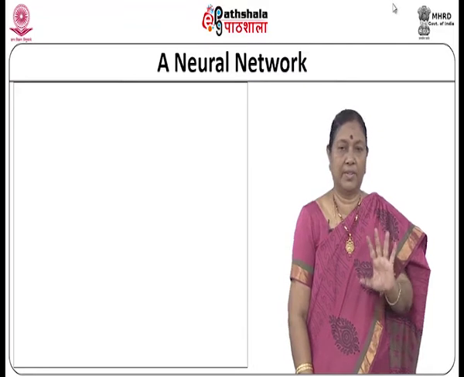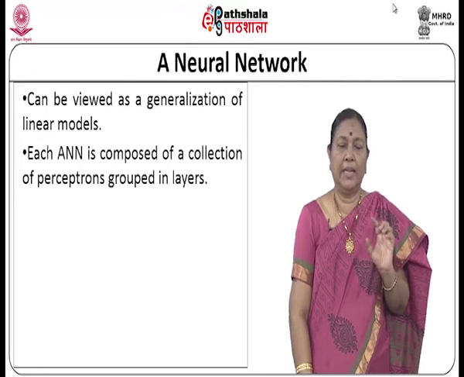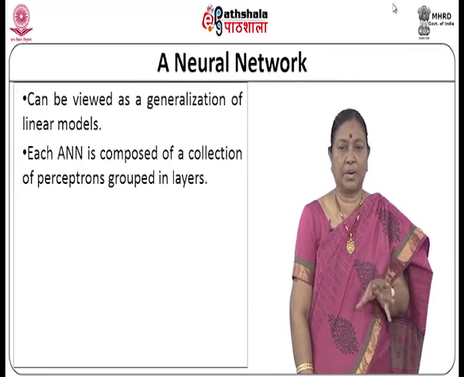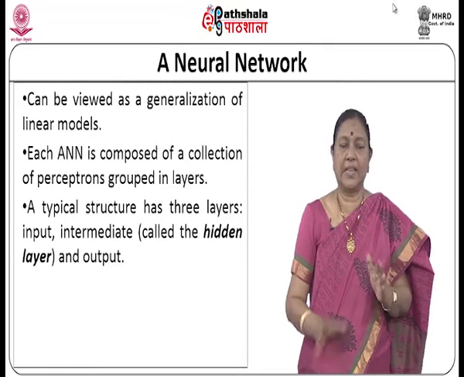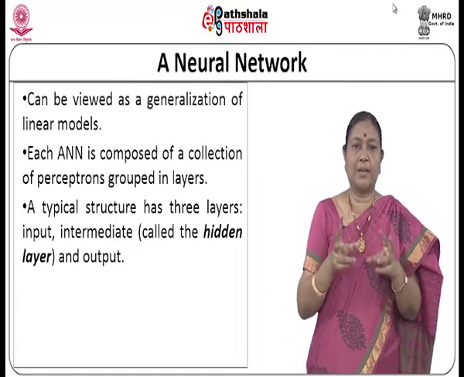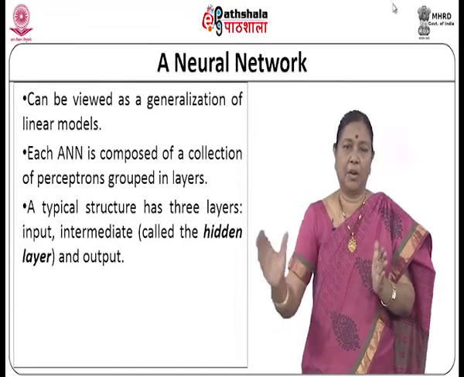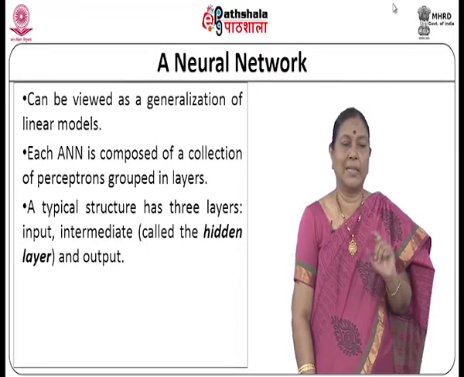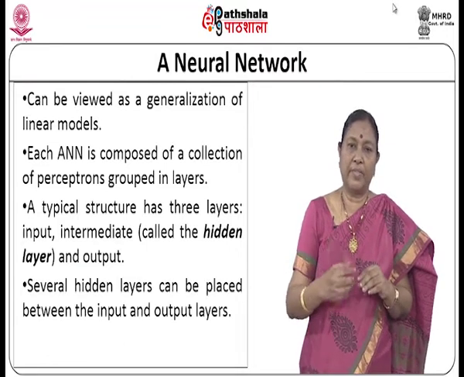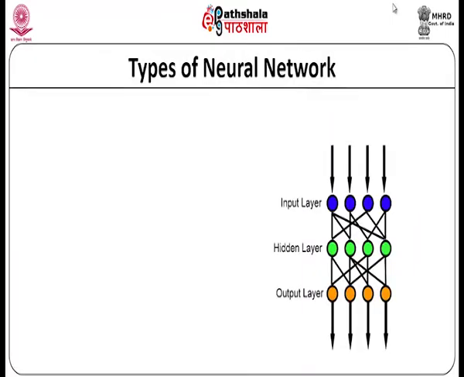Now, let us look at a neural network per se. It can be viewed as a generalization of linear models. Each ANN is composed of a collection of perceptrons grouped in layers. A typical structure has 3 layers: input, intermediate and output. The intermediate is normally called a hidden layer, a term used from when neural networks came into the picture. Instead of having one hidden layer, you can have several hidden layers between the input and output layers. Here is an example of an input layer, a hidden layer and an output layer, one hidden layer here.